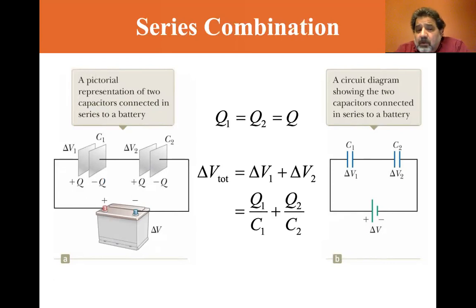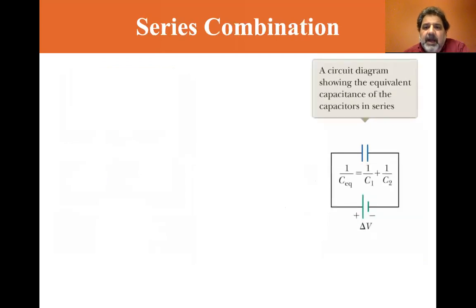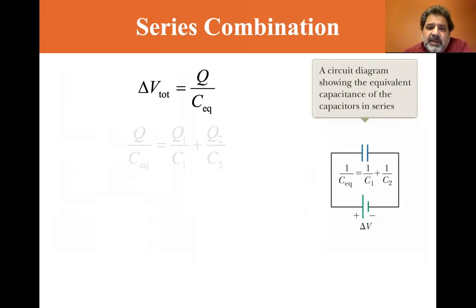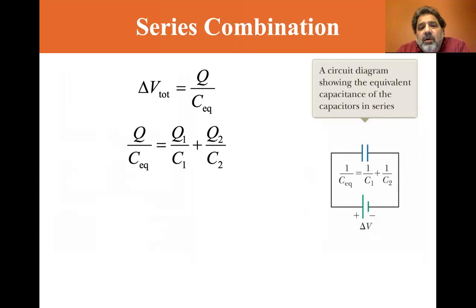So the V total is going to distribute among the capacitors. So the V total is equal to delta V1, the voltage on capacitor 1, plus delta V2, the voltage on capacitor 2. So that's equal to Q1 over C1 plus Q2 over C2. And if we continue, the V total equals Q over C equivalent. So Q over C equivalent is equal to Q1 over C1 plus Q2 over C2.